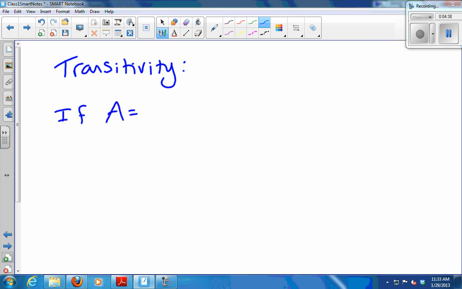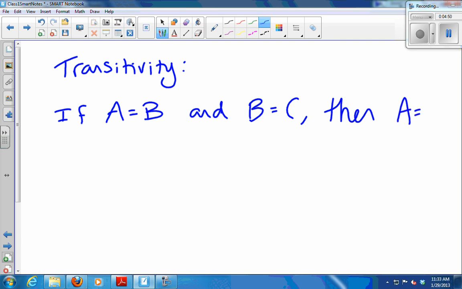If A equals B and B equals C, then what can we conclude? A equals C. If A equals B and B equals C, then A and C have to be the same. They have to be equal. This is called the transitive property of equality. So equality is transitive.